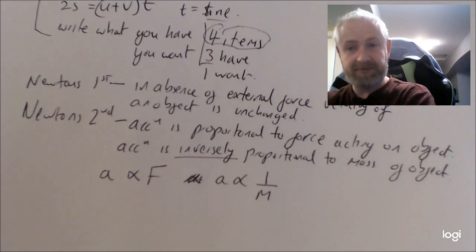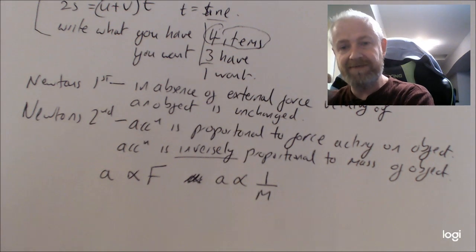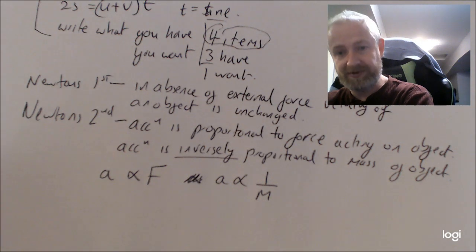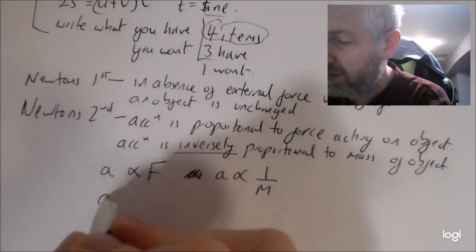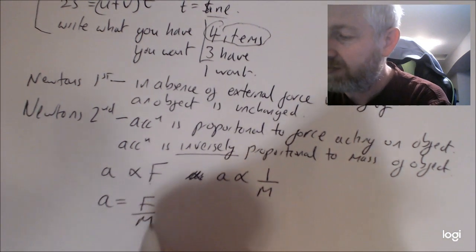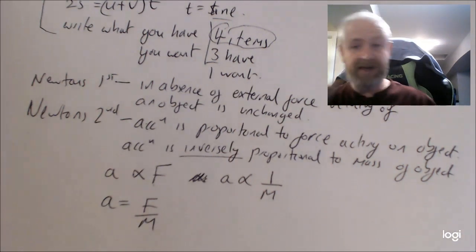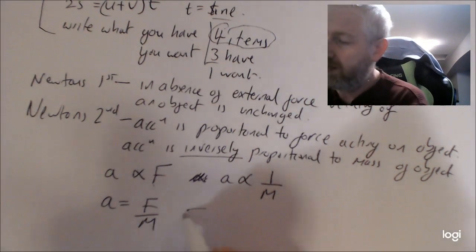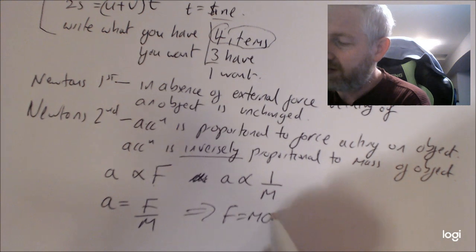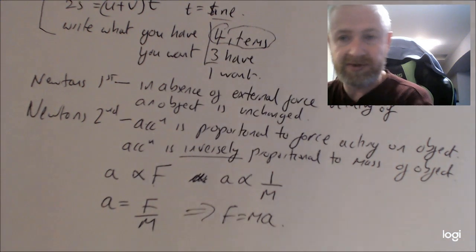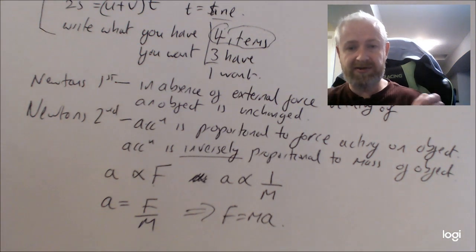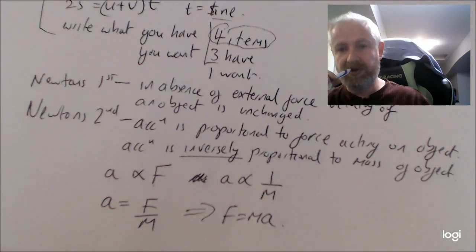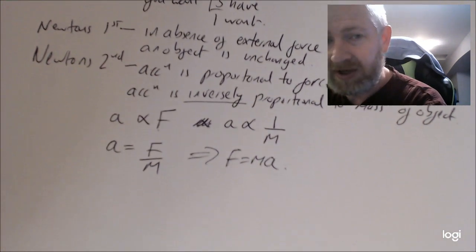So acceleration is proportional to the force. Acceleration is inversely proportional to the mass of the object. And you can combine those two. Proportional to this, proportional to that. Actually, it equals F over m. And from that, you can get the equation force equals mass times acceleration. You just rearrange this equation here. Now, this works for constant mass objects.